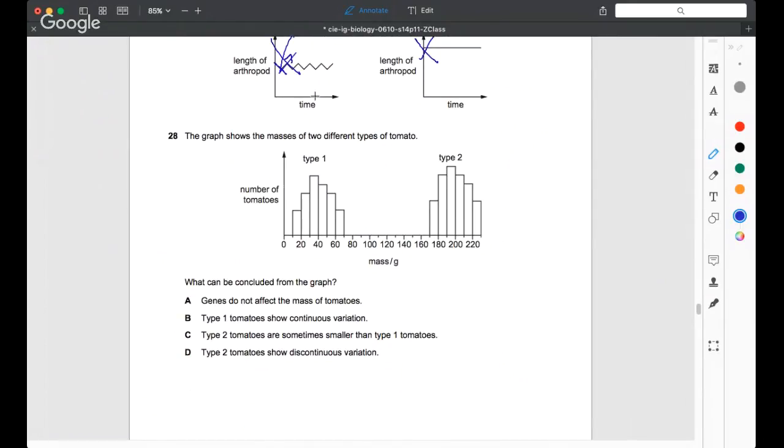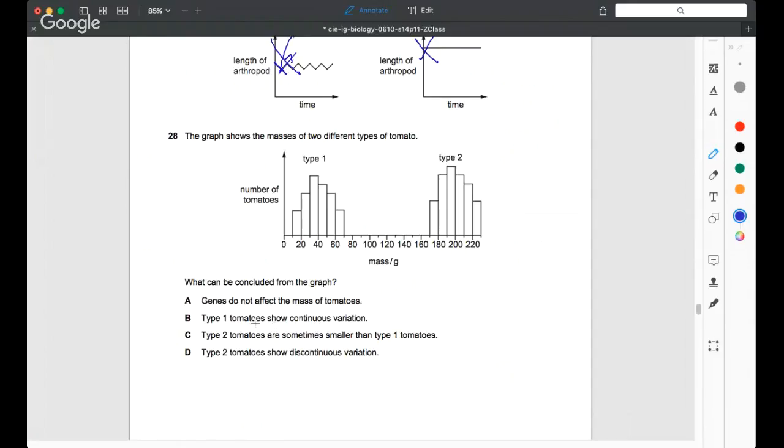The graph shows the masses of 2 different types of tomato. What can be concluded from the graph? Genes do not affect the mass of tomatoes. Type 1 tomatoes show continuous variation. Type 2 tomatoes are sometimes smaller than type 1 tomatoes. Type 2 tomatoes show discontinuous variation.